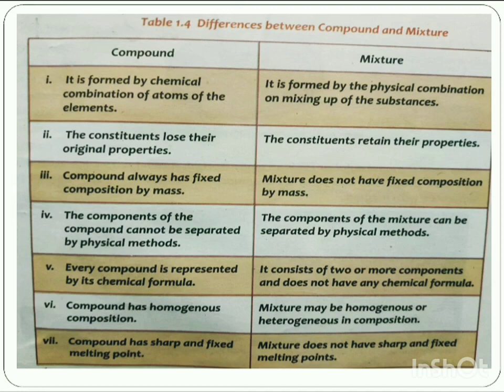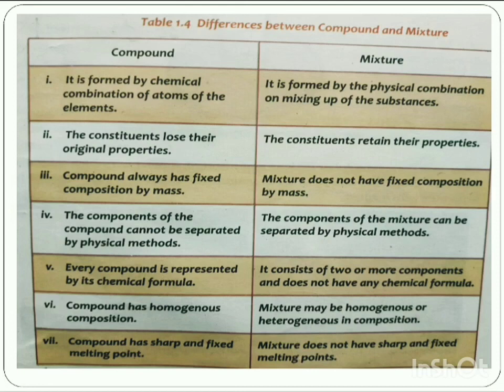Then, every compound is represented by its chemical formula. You have studied a list of chemical formulas in your previous lecture on compounds, so you know that compounds are always represented by specific chemical formulas. In the case of salt, you have the formula NaCl. In the case of water, you have the chemical formula H2O. But a mixture is not represented by any chemical formula, because sometimes two components are formed, sometimes three components, so they are not represented by any chemical formula.